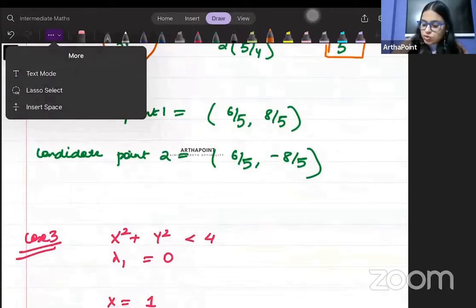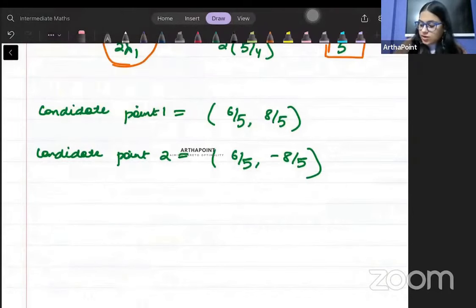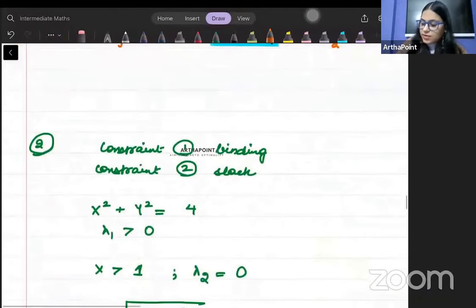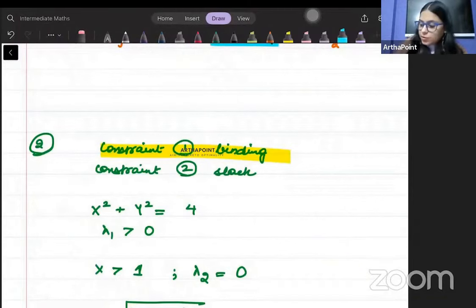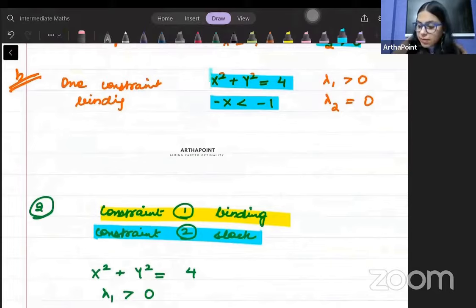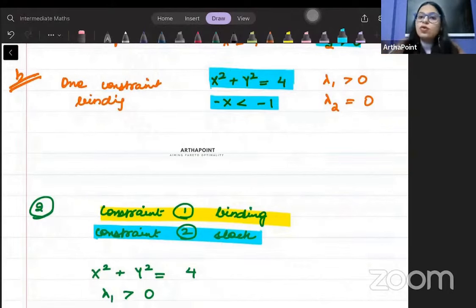देखो ध्यान से समझो इस केस में हमने क्या किया है. Try to understand. In this condition, in the second case, we had to check that constraint 1 was binding and we had to check that constraint 2 was a slack. Constraint 1 binding का मतलब था कि x square plus y square equal to 4 होना चाहिए. मतलब lambda 1 should be greater than 0.